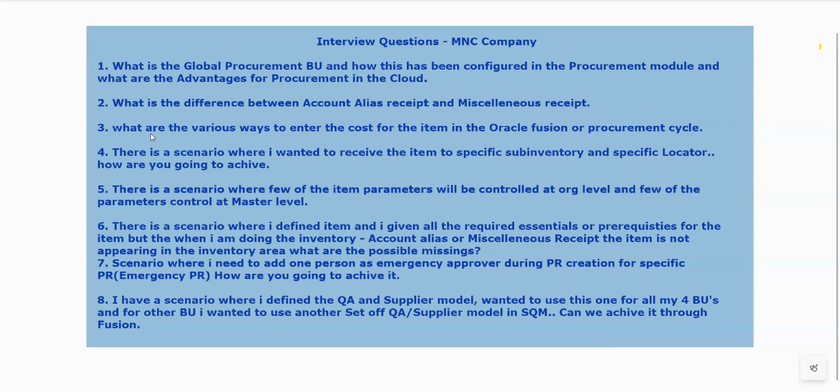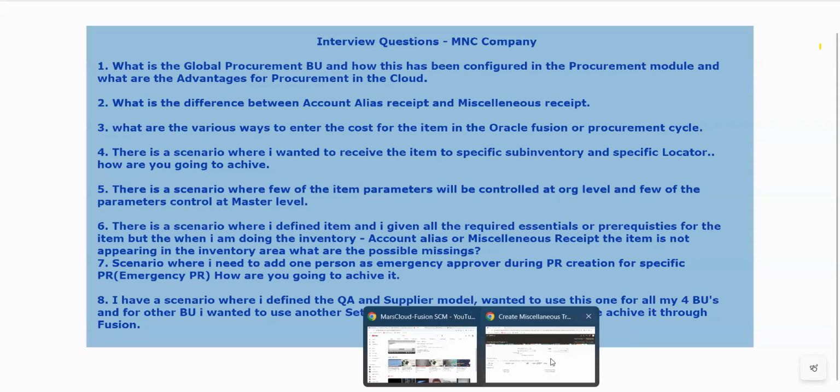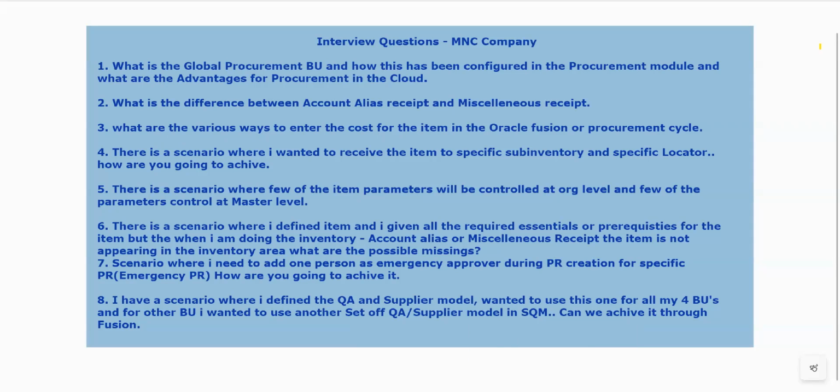Okay. Now, what are the various ways to enter the cost for the item in the organization? There are three ways we have. One is when you're creating the miscellaneous transaction, I can pass the cost through that miscellaneous receipt or account alias receipt. So let me open that.